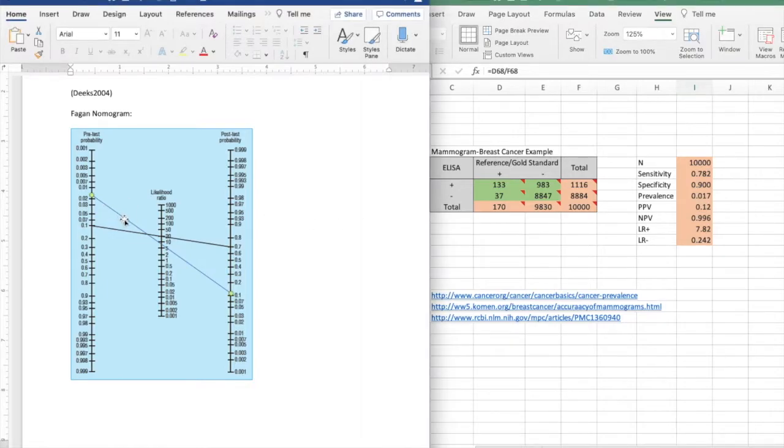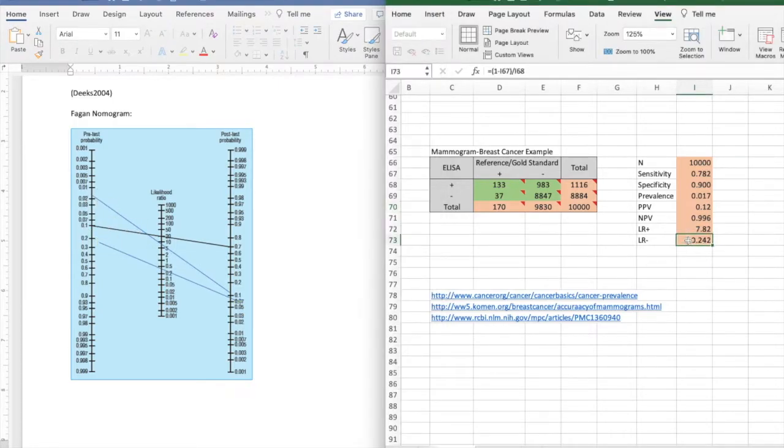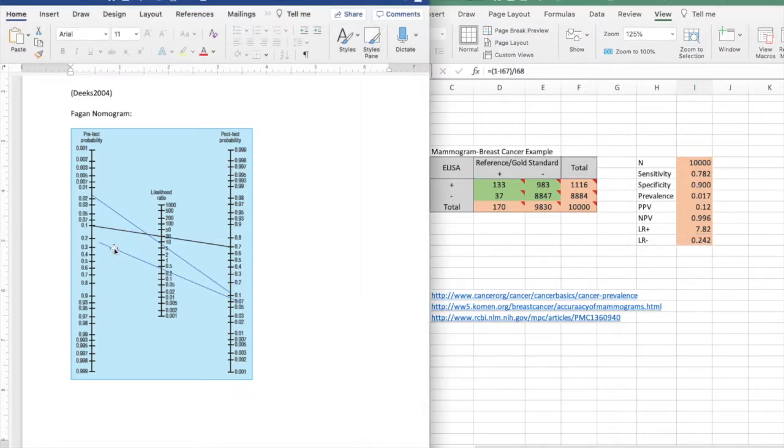How about a negative likelihood ratio of 0.242? So we start in the same spot, coming in with the same pretest probability, negative likelihood ratio of 0.242, which is like somewhere in here.